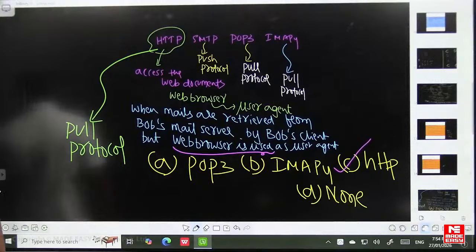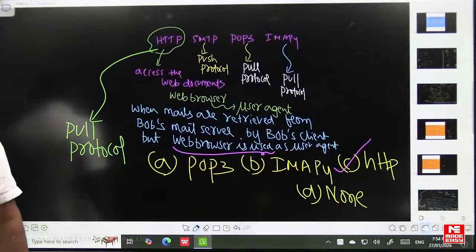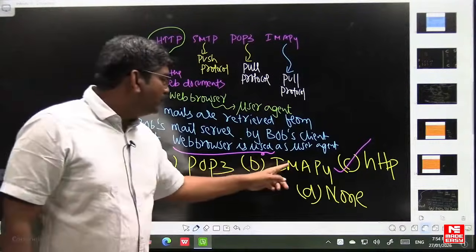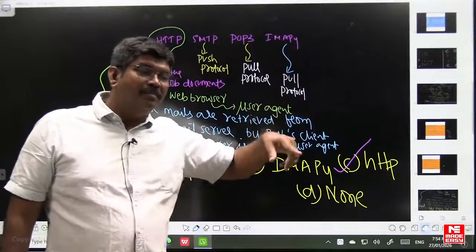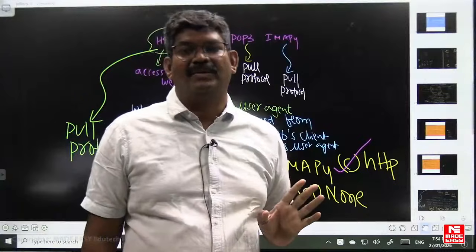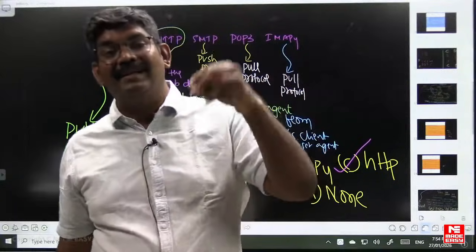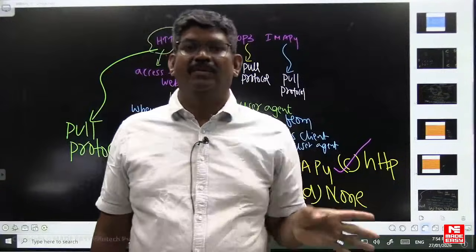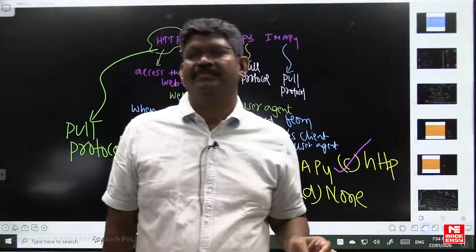Nitish, correct. Don't put POP3, don't put IMAP4. You have to put the answer POP3 or IMAP4 only if you are using apps as the agents. But if the user agent itself is a web browser, then you cannot use it.